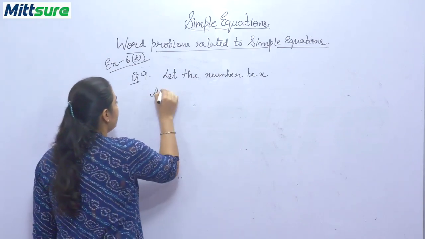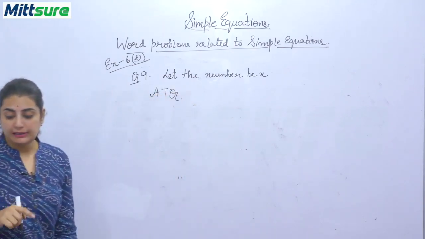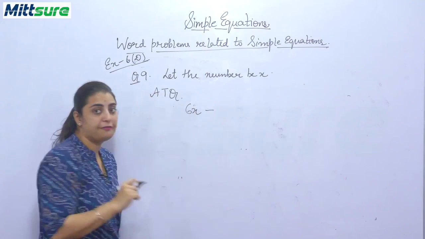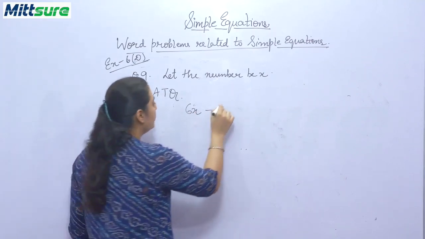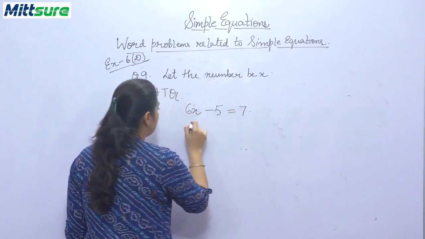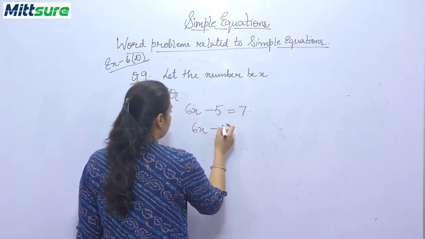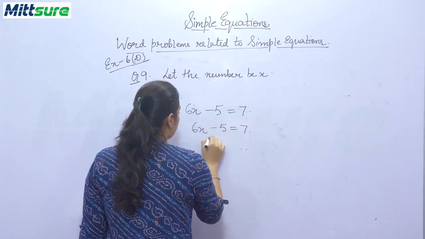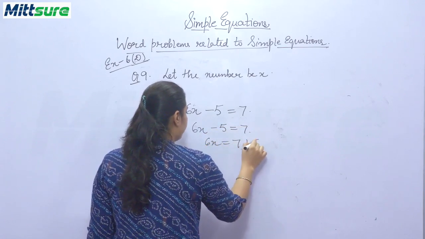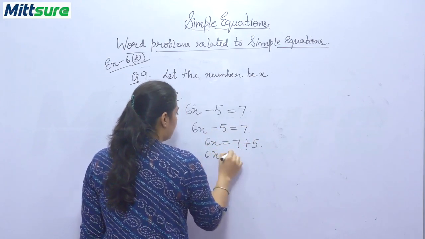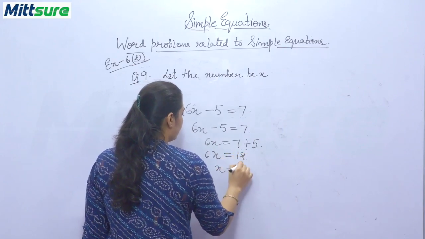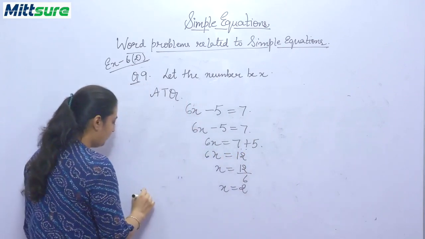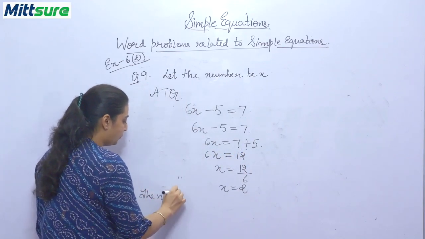According to the question, you are multiplying a number by 6, so it becomes 6x. You subtract 5 from the product, then you get 7. Now let us see what the number is. 6x minus 5 equals 7. 6x equals 7 plus 5, so 6x equals 12. So x is equal to 12 upon 6, which gives the value of x as 2. So the number that you are looking for is 2.